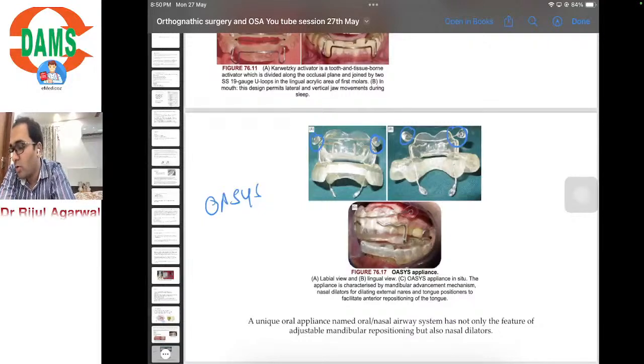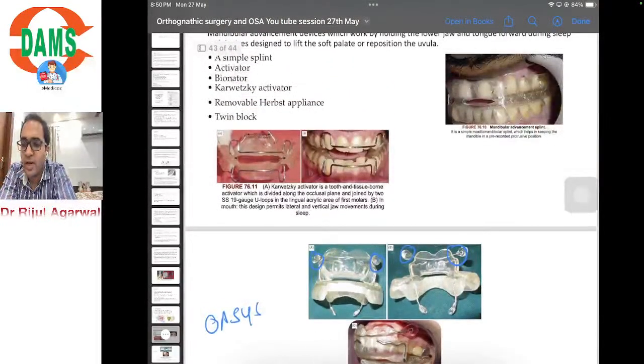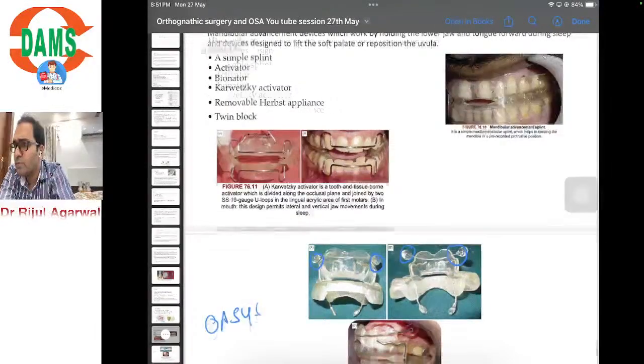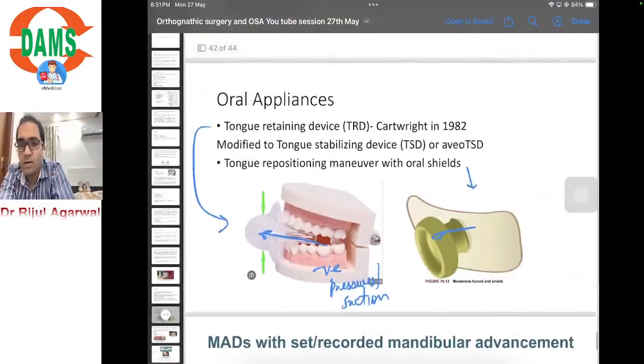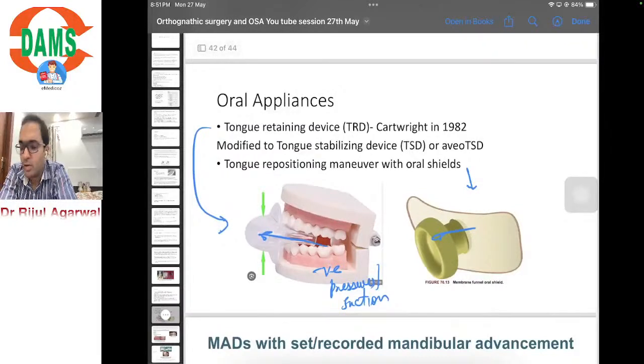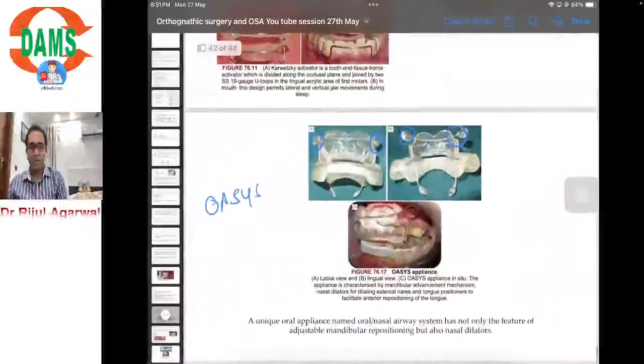So for OSA, just remember the diagnostic tools, the appliance images, and the pathophysiology. This is a newer point, a relatively newer topic, but catching up in relevance at this time: obstructive sleep apnea. So I hope it's clear.